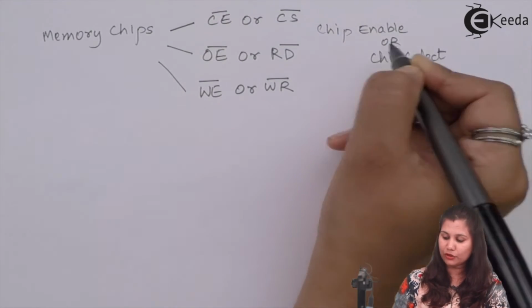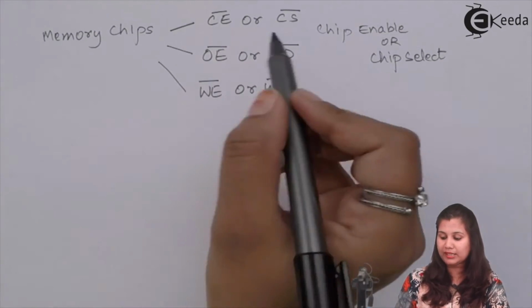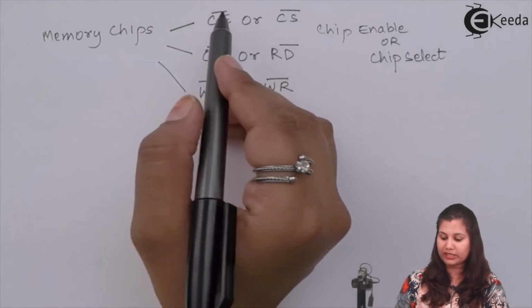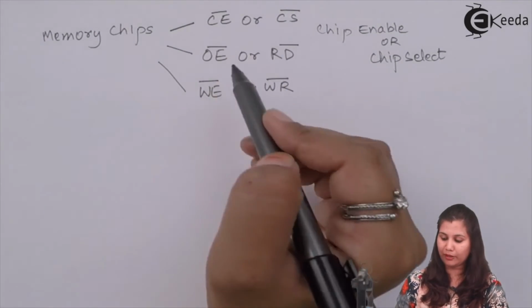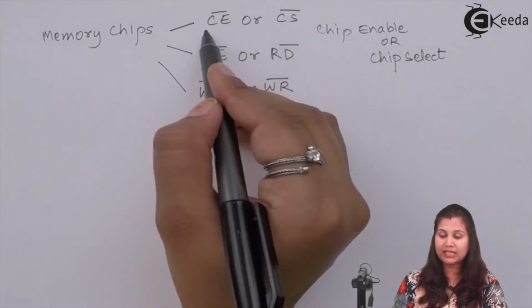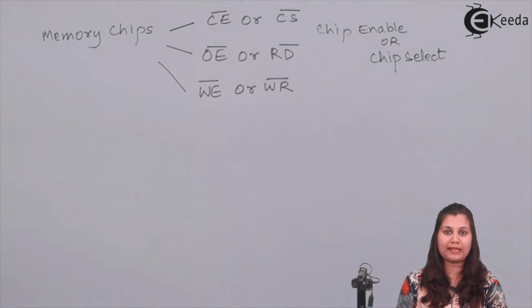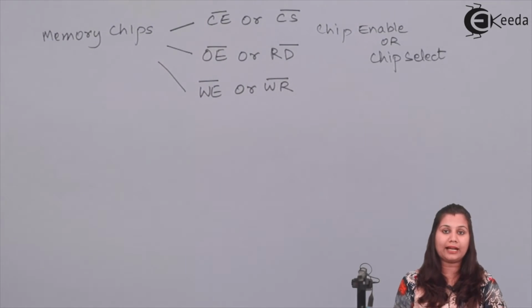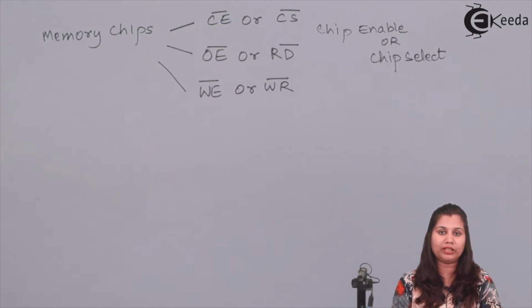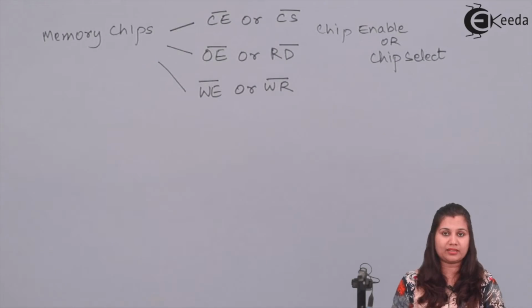This signal is used to select that memory chip. Because it's an active low signal, having a bar over it, it will be active when its value is 0. So when this signal is active, its value is 0, it means that memory chip has been enabled and is ready for communication with the microprocessor. If the value of this signal is 1, it is not active, and that memory chip will not communicate with the microprocessor.